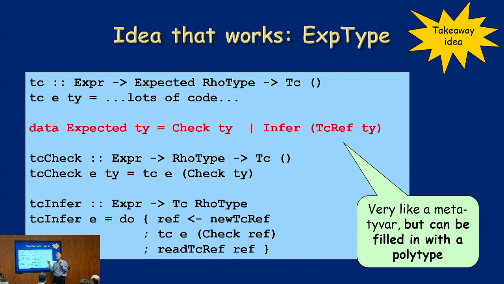Simple enough. So it's very like a unification variable, but this guy can be filled in with a polytype. And that's not immediately obvious from what I've shown you so far, but it works out very smoothly. Okay, so it's just an idea that I suggest you take away. Very, very simple, easy to implement, works really well.